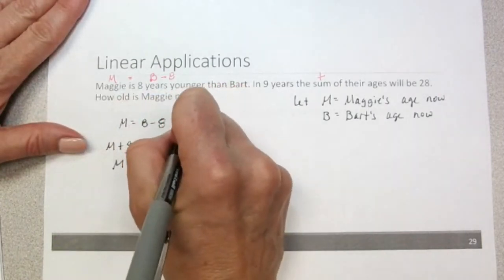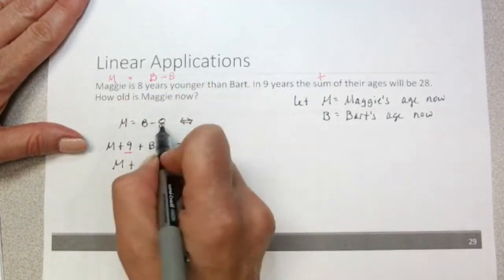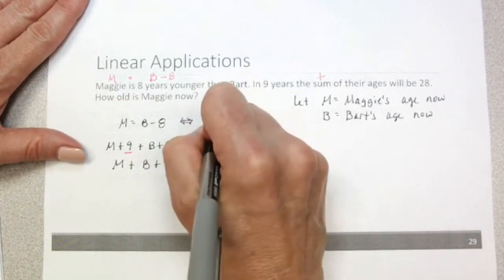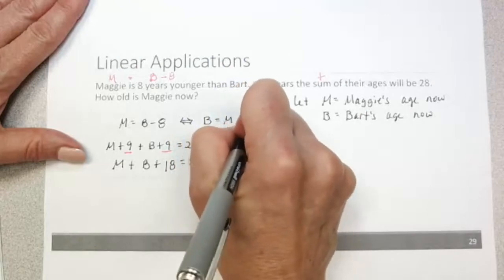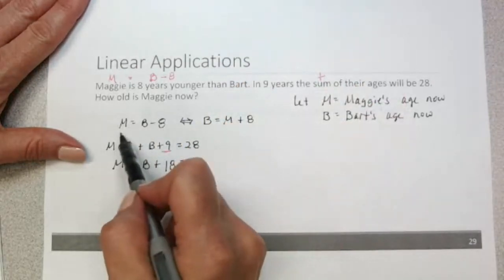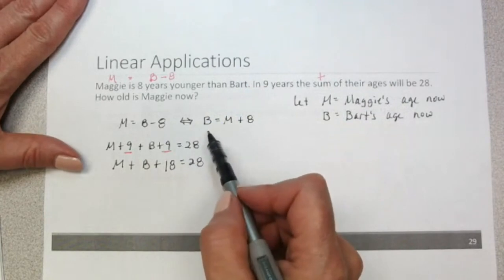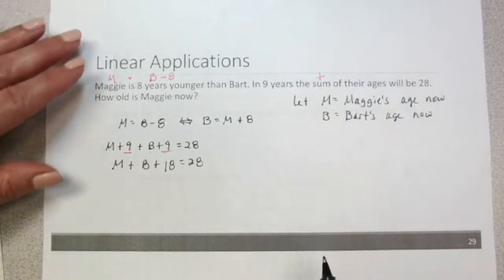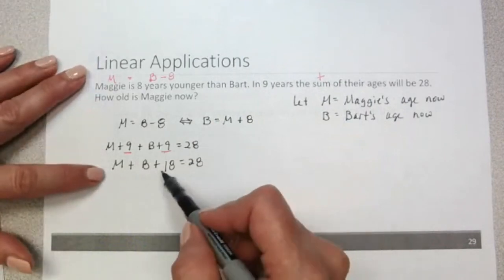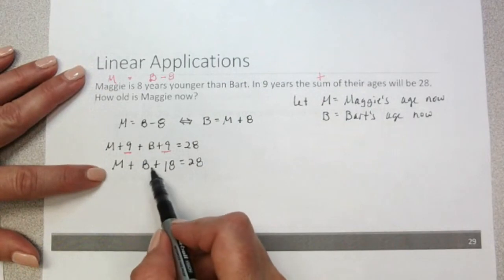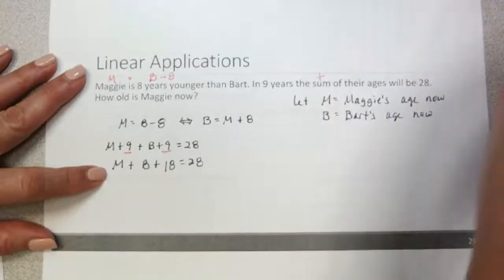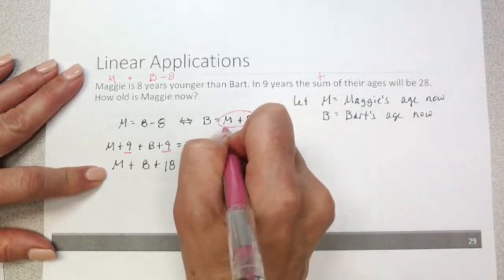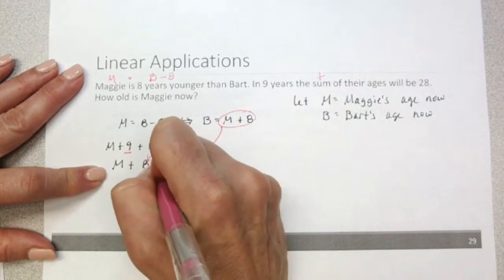This sentence could also be written this way. I could also say that if I add 8 to both sides, look at this. I could also say that Bart is 8 years older than Maggie. That's true as well, isn't it? If Maggie's 8 years younger than Bart, B minus 8, then Bart is 8 years older than Maggie. Bart is going to be M plus 8. So maybe what I can do here is, instead of B, I could use this other expression for B, and I could substitute that into the second equation, right here like that.